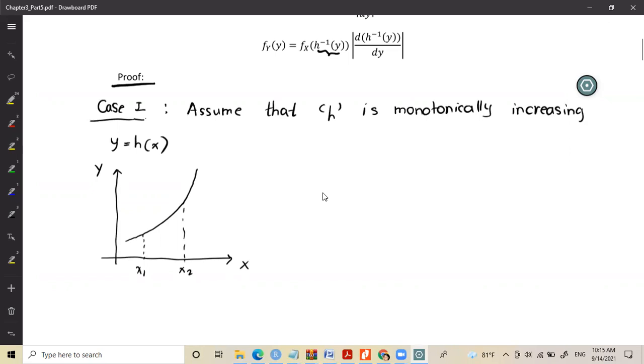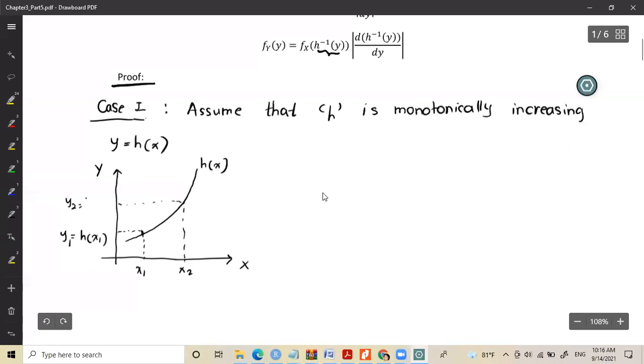When you find the y corresponding to x1, our y will be h of x1. So this is our y1. Y1 is h of x1, where this is our h of x. So x1 will be the corresponding point for y at this point. If you take the coordinates for x1, the corresponding y value will be h of x1. And in the same manner for the second point x2, our y2 will be h of x2, right?